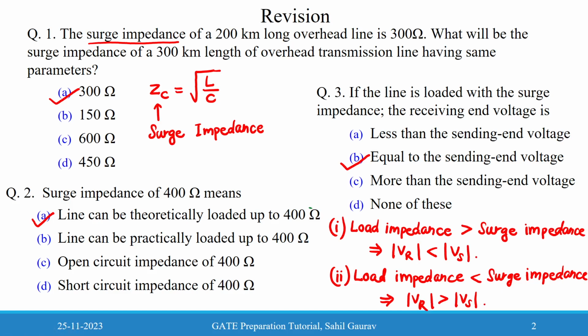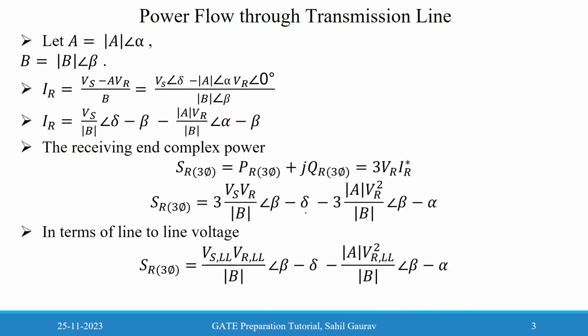So now let us see the derivation for this power flow through transmission line. We have seen problems based on that in the earlier session also, but here I have shown the detailed derivation of this power flow through transmission line. Suppose we have two buses connected through a transmission line whose characteristics are defined using ABCD parameters.